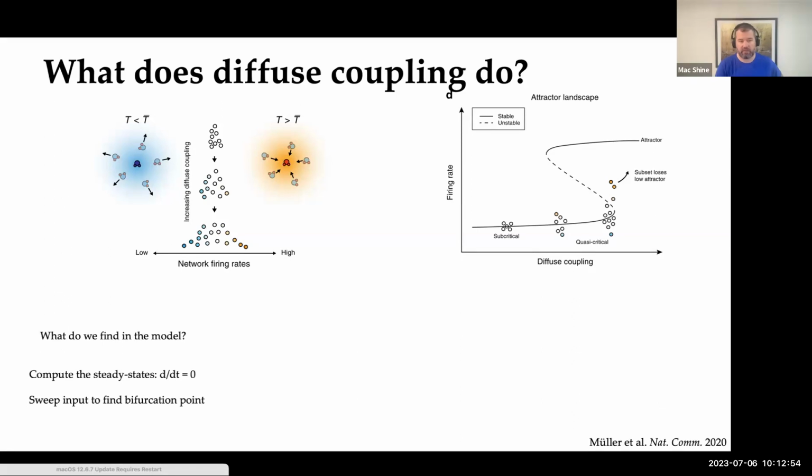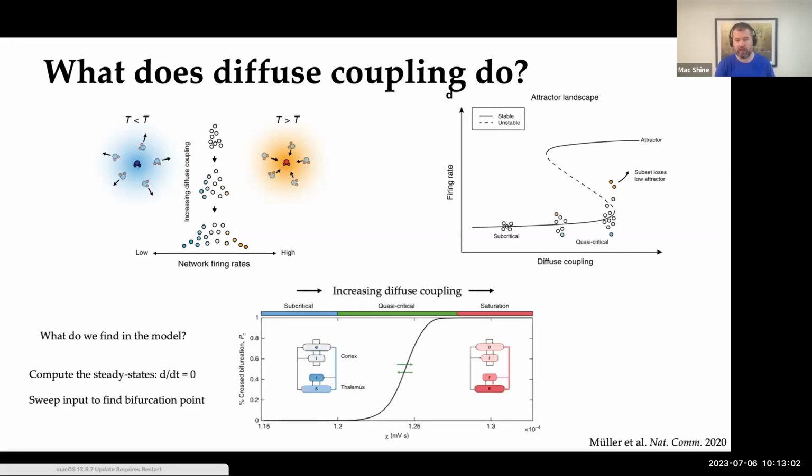So yeah, the questions are, what do we find in the model? So first of all, Eli essentially computes steady states, and then he sweeps the input to these individual neural masses to find their bifurcation point. And then what he can do is he can track the proportion of these different neural masses that have crossed their bifurcation as he sweeps this diffuse coupling parameter. And unsurprisingly, he finds a really nice sigmoid curve as he does so.